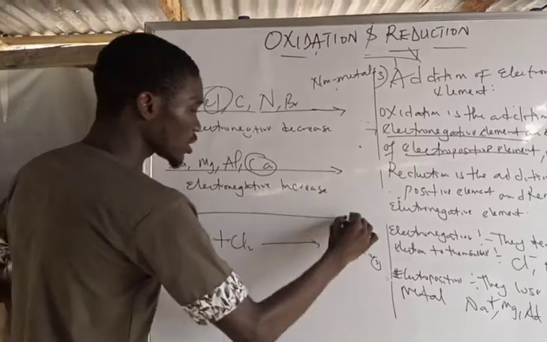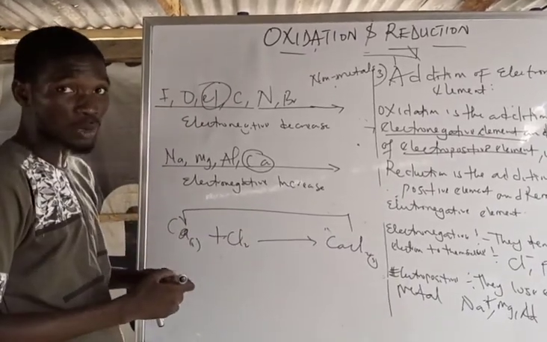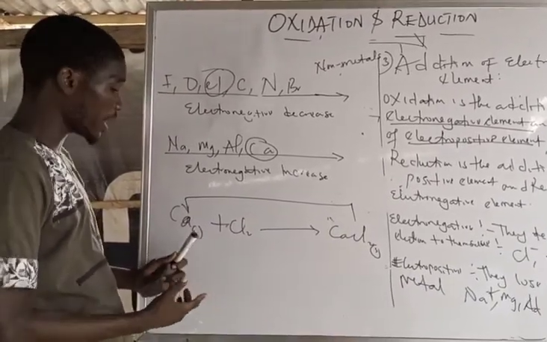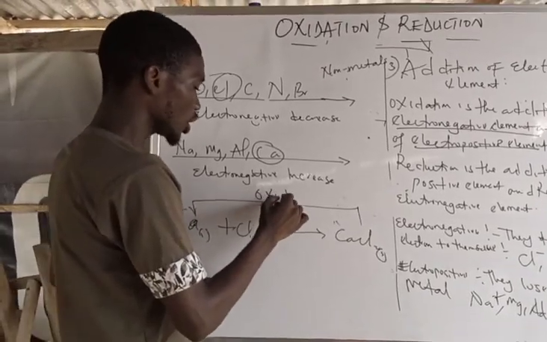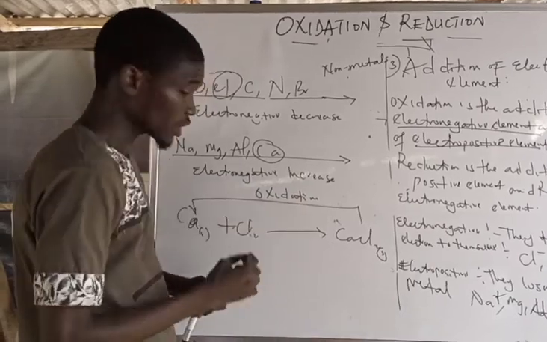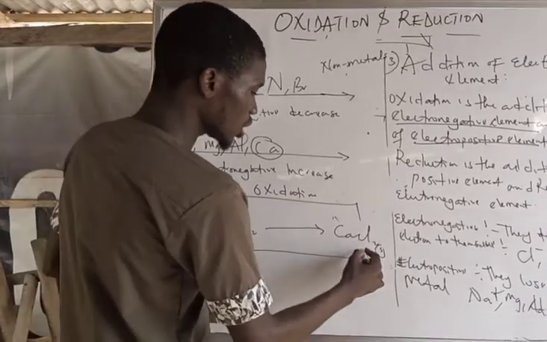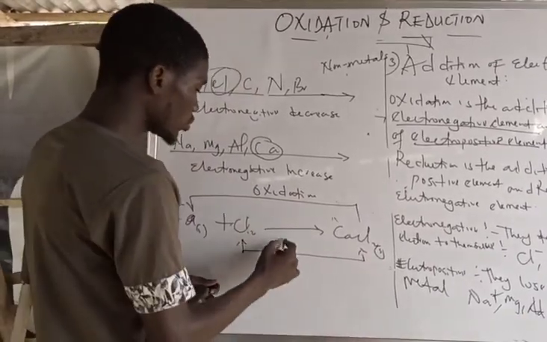So with that, I have this. Mind you, calcium is the electropositive element, while chlorine is the electronegative element. So this is called the oxidation. And here, we have this to be reduction.